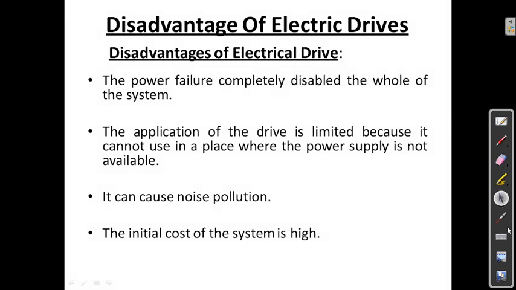Then the application of the drive is limited because it cannot be used in places where the power supply is not available, as I said before, and it can cause noise pollution. Also, the initial cost of the system is very high. These are all the disadvantages of electrical drives.